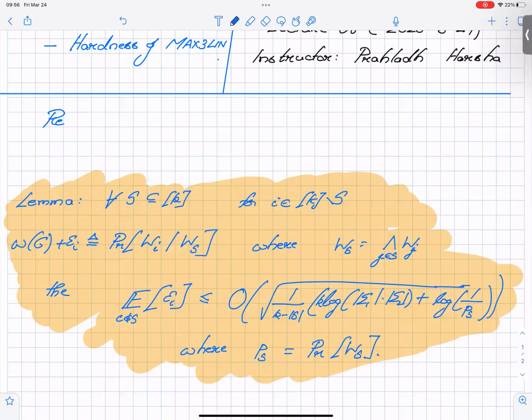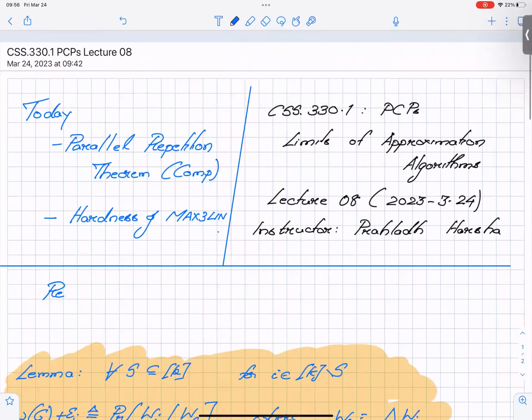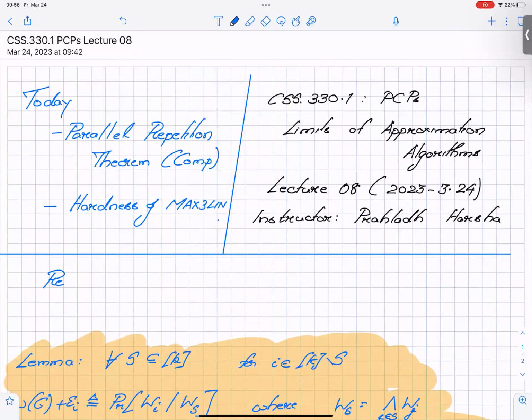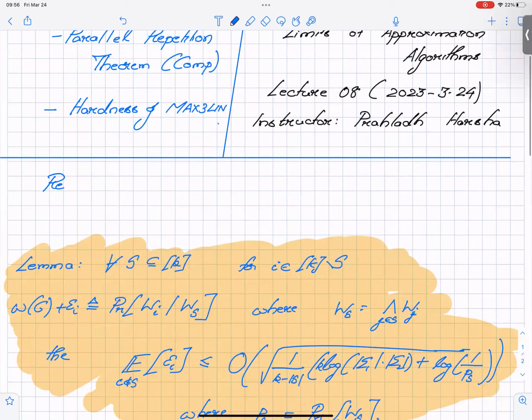Okay, let's get started. So welcome to lecture 8. We'll continue our discussion on the parallel repetition theorem in the first part of the lecture, and the second part will go on to hardness of max-3-lin. So recall we were in the midst of proving the parallel repetition theorem.